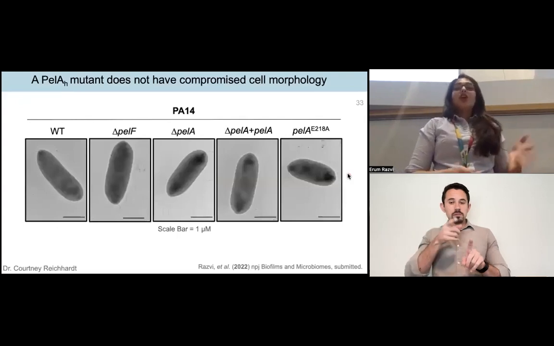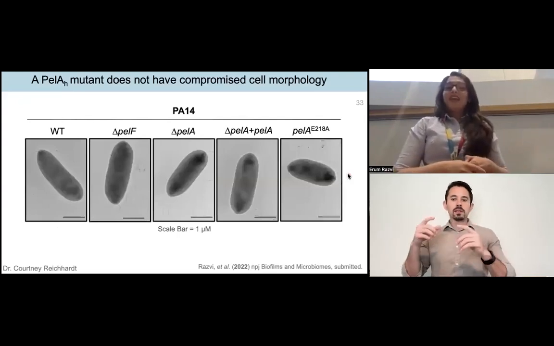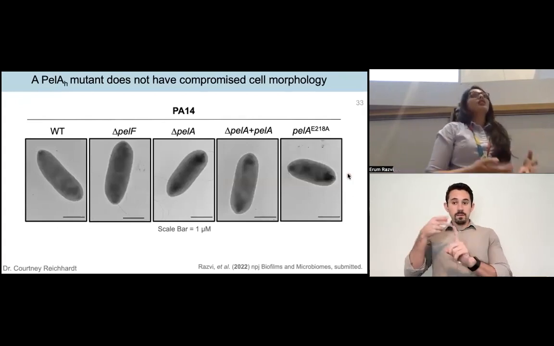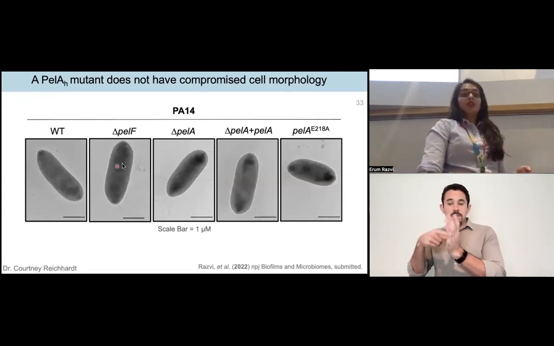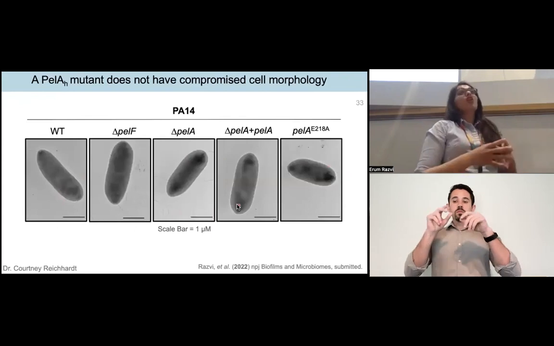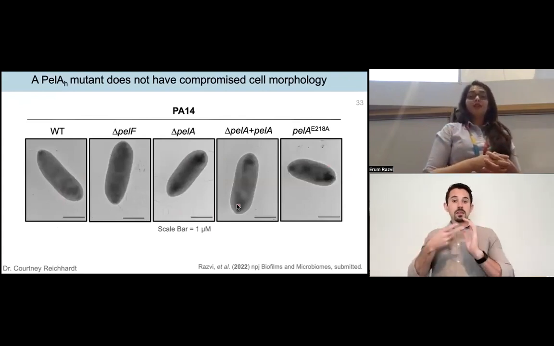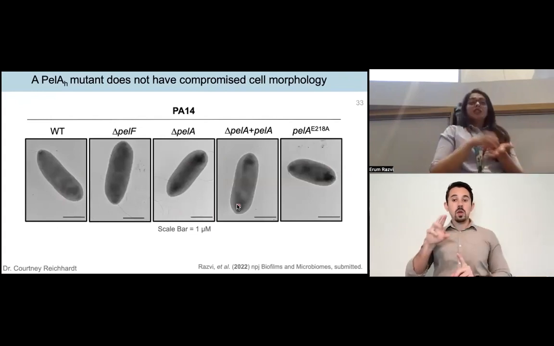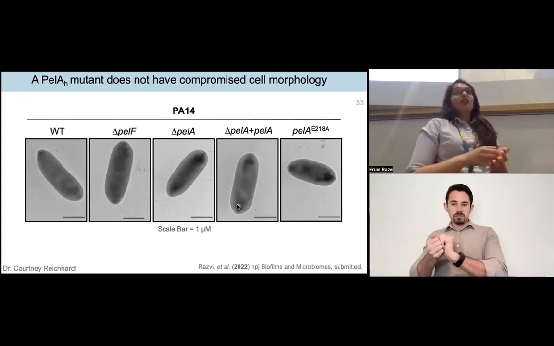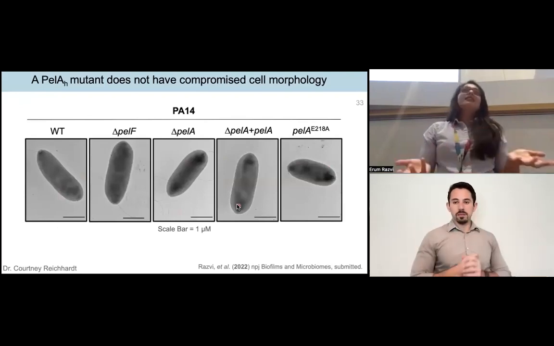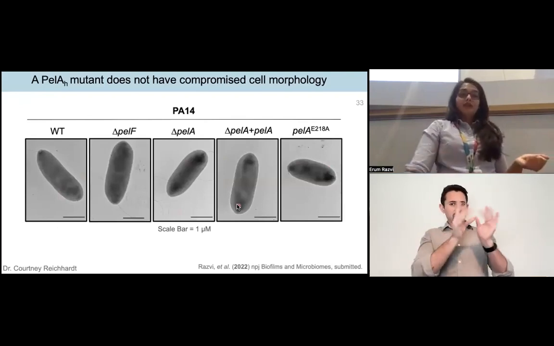CFU counts, or colony-forming units, revealed that the strains had no compromise in cell viability, and transmission electron micrographs of the strains shown here showed normal rod-shaped cellular morphologies for Pseudomonas aeruginosa. So this means that the increased adherence by the hydrolase mutant strain is not due to growth defects. So why is this increased adherence happening?